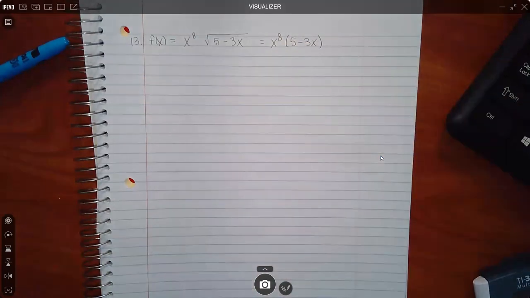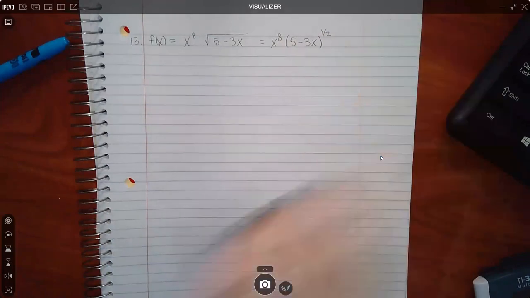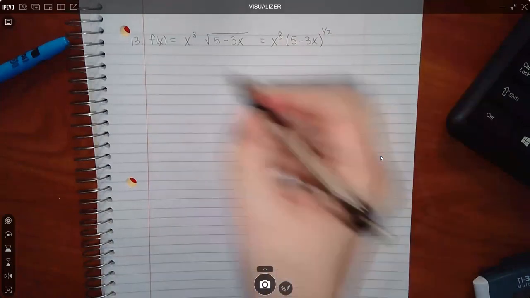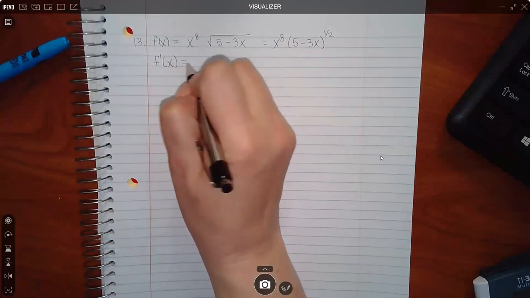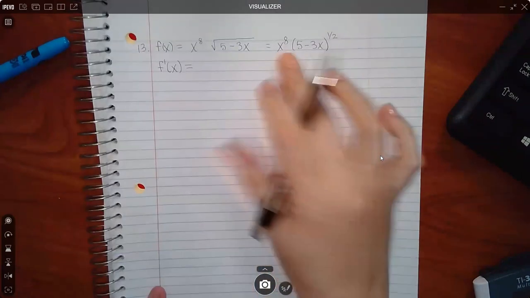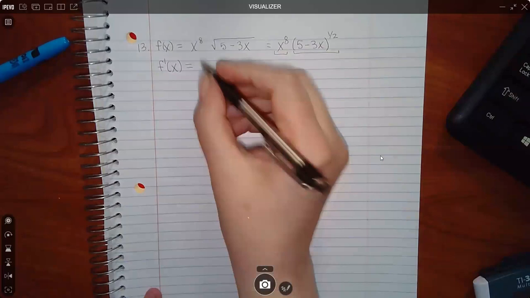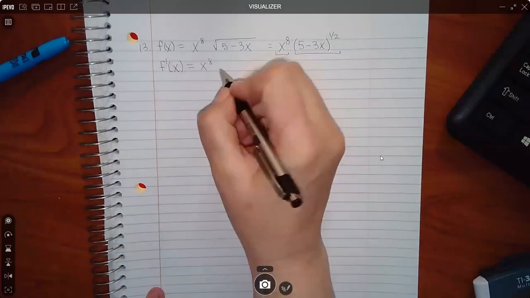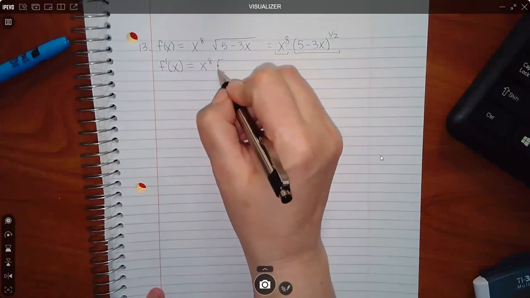What power would it be? 1/2. You got it. And then what would be the first type of rule that I have to apply to get the first derivative? I heard somebody say it. Yes, product rule. So that means the first factor. So I'm going to treat this guy as the first and this one as the second. So the first factor times the derivative of the second factor. I'm going to use a big bracket.